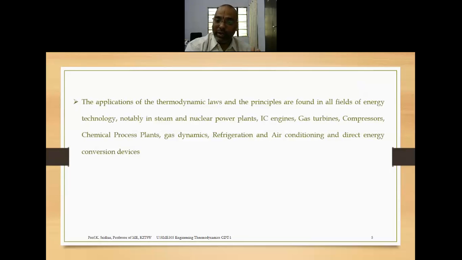To understand the working principles of the various types of engineering devices, the thermodynamic fundamentals are very important, like for the various types of energy conversion devices. Whenever we discuss one concept after another, we have to apply all these thermodynamic fundamentals to the various types of energy conversion devices.